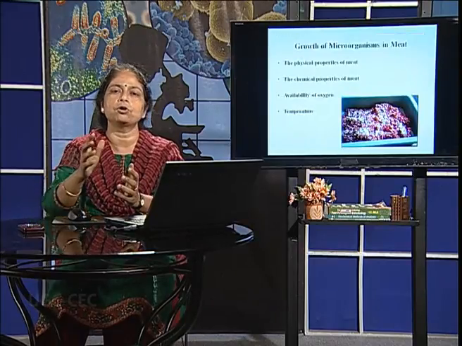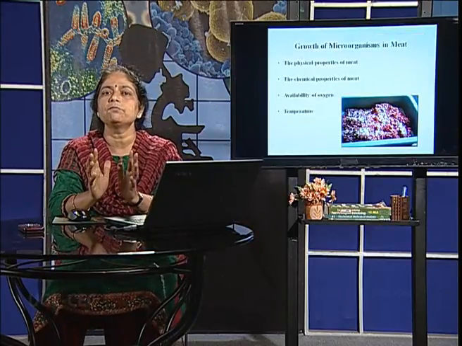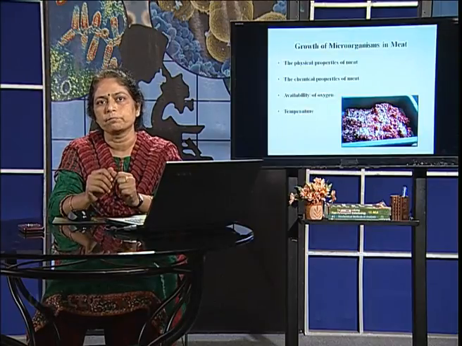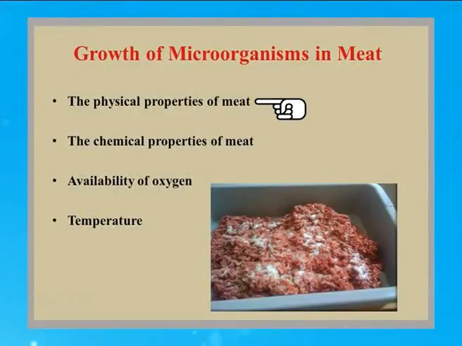If we consider the growth of microorganisms in meat, there are certain factors on which this growth depends. The first thing we should consider is the physical property of the meat. Now, physical property refers to the shape or the morphology of the meat. Say, for example, if I take a large piece of meat and small pieces of meat, or I can say minced meat, the minced meat is more susceptible to the growth of microorganisms because there is a large amount of surface area, and more surface area favors the growth of microorganisms. Therefore, the physical property of the meat very well decides the growth of microorganisms.